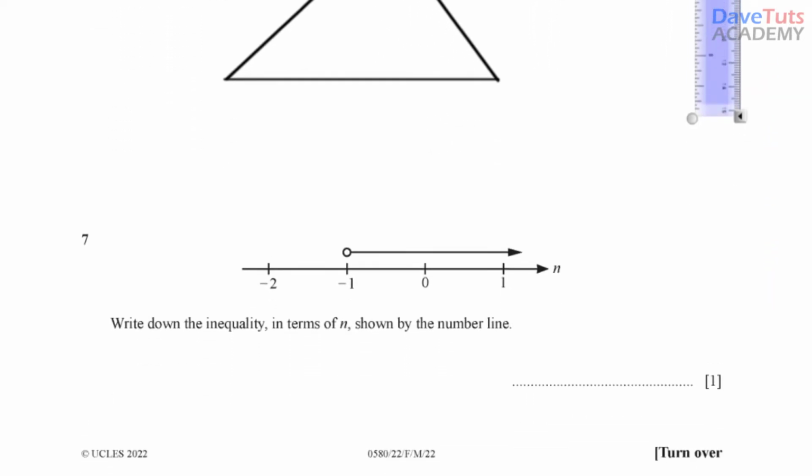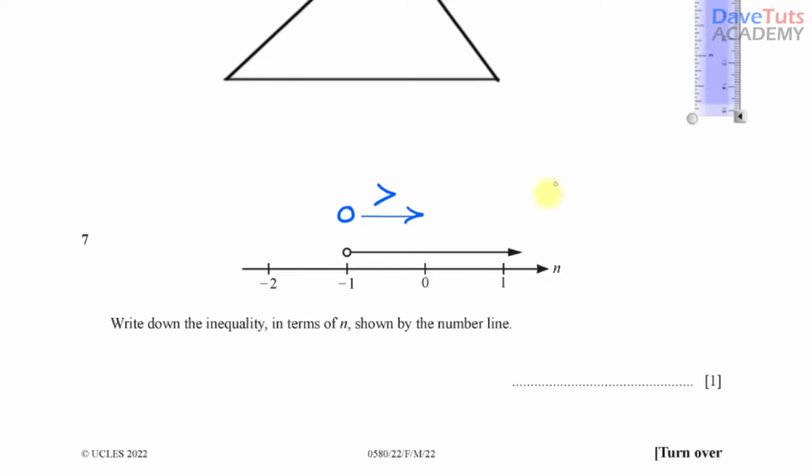Okay, so here we are being told that for this particular question, we have to write down the inequality in terms of n shown by this particular number line. First, we have to know that this is an empty circle. So what we are going to have is greater than because it's moving in this direction.